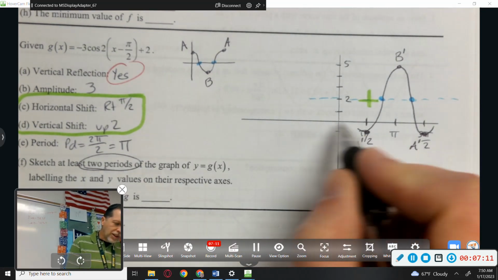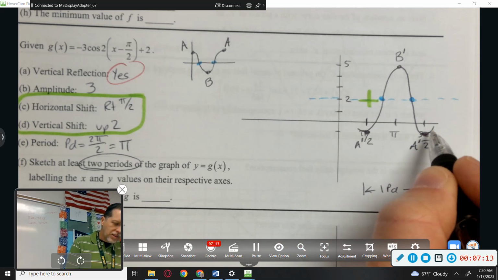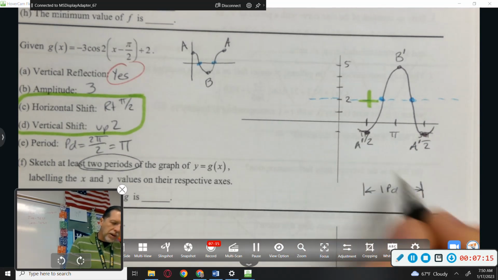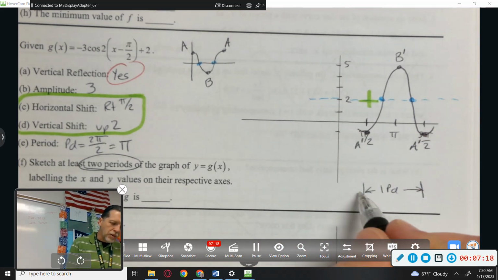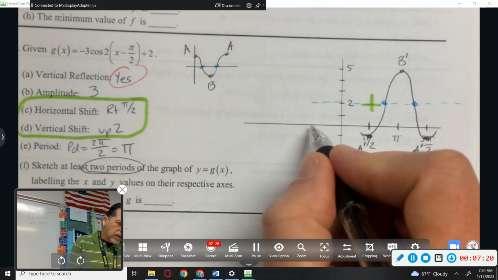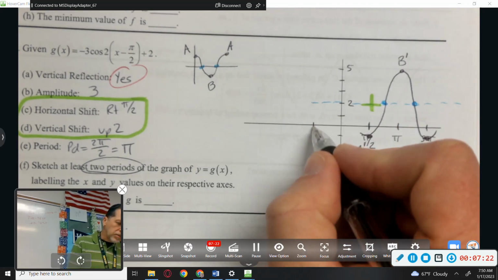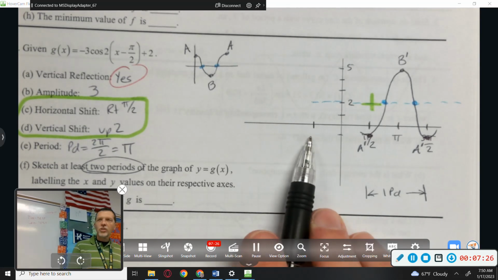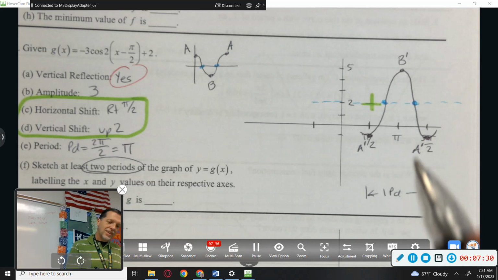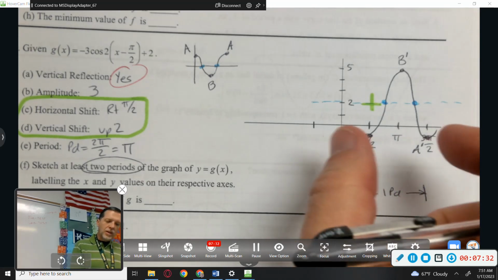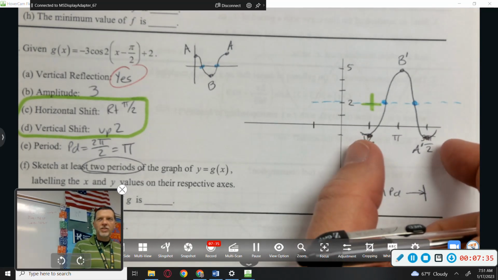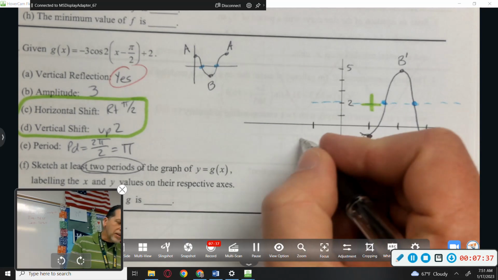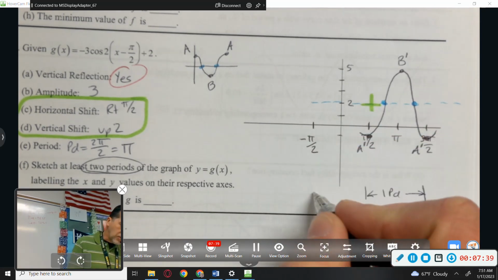So I want to get the start over point down. So if I go pi away from pi over 2, but now I need to go backwards, where's that going to land at? What's my next start over point? It is going to be negative pi over 2 because it needs to be 1 pi away.